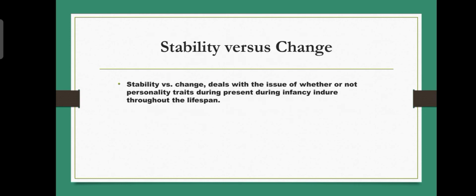And lastly, the third one, stability versus change. Stability versus change deals with the issue of whether or not personality traits during infancy endure throughout the lifespan. Stability is the idea that personality traits remain stable over a person's lifetime. Meanwhile, change is the idea that a personality can shift over time as a result of one's life experiences.